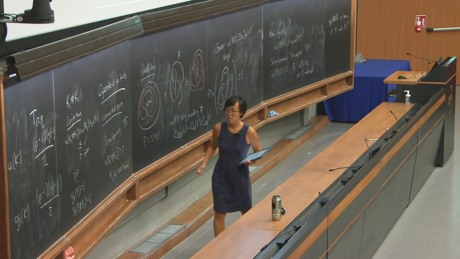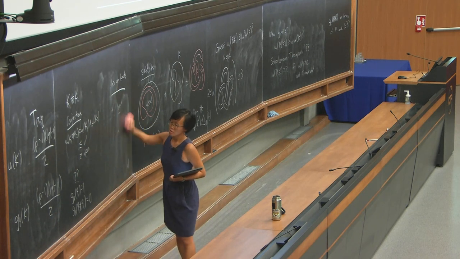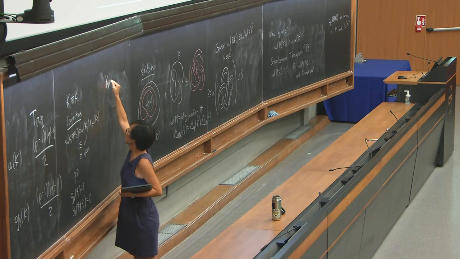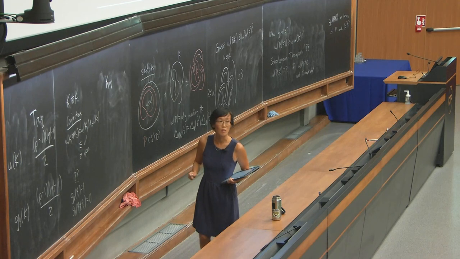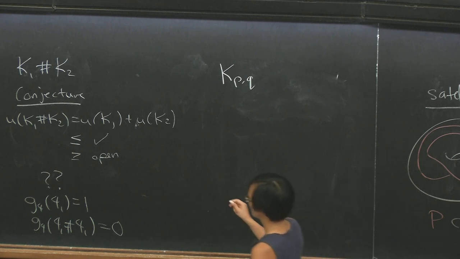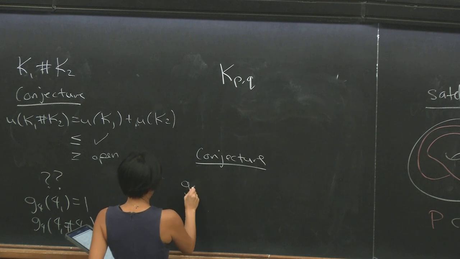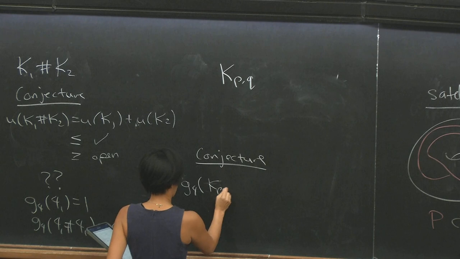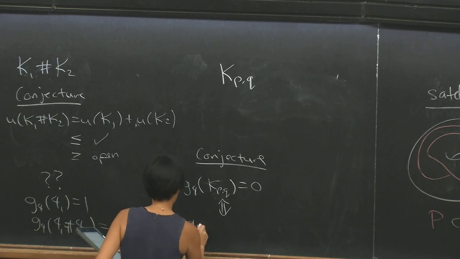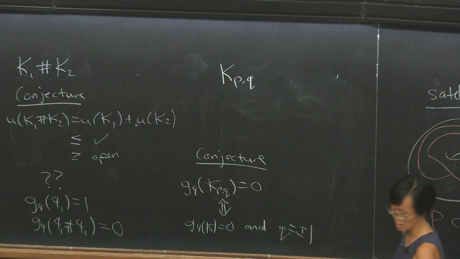Great. Okay, so let's think about cables. Maybe let's go back to our chart. Let's talk about the four-ball genus of cables first. Maybe that's a difficult question, but maybe I'll make a conjecture. Maybe we'll conjecture that the four-ball genus of a cable is 0 possibly exactly when the four-ball genus of K is 0 and Q is plus or minus 1. That seems like a reasonable guess.